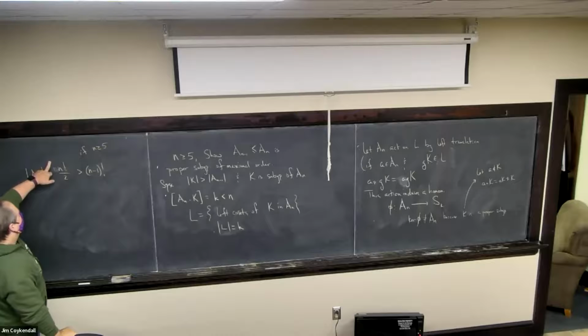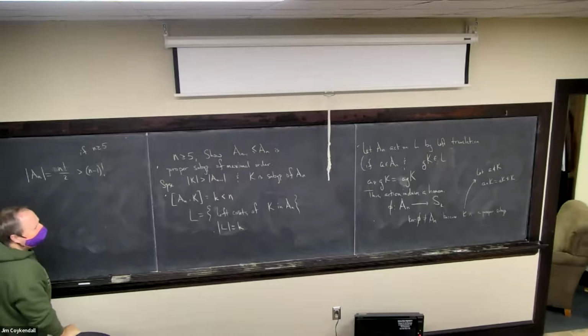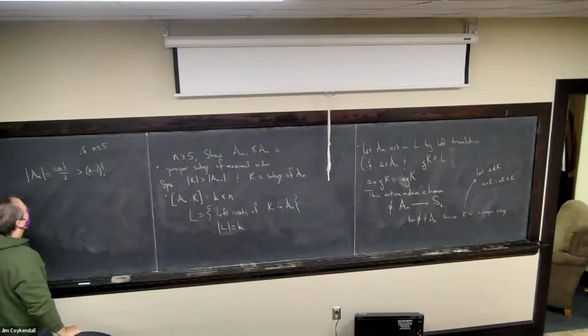But notice, for example, if n equals 4, this is 12. Would it still work here? Shouldn't it? What have I got wrong here? Hold on a sec.